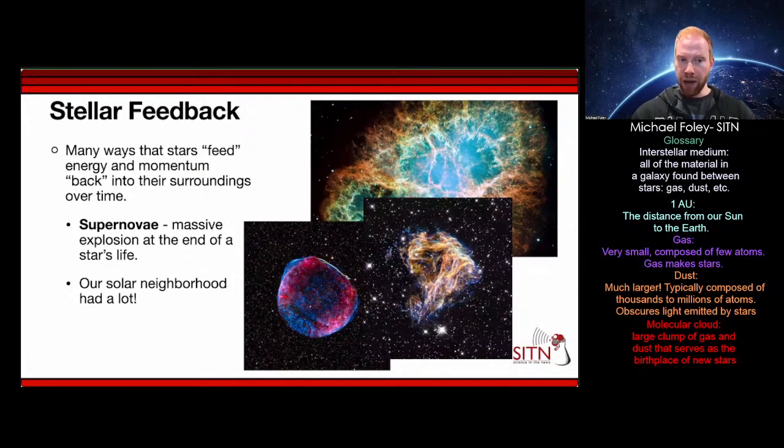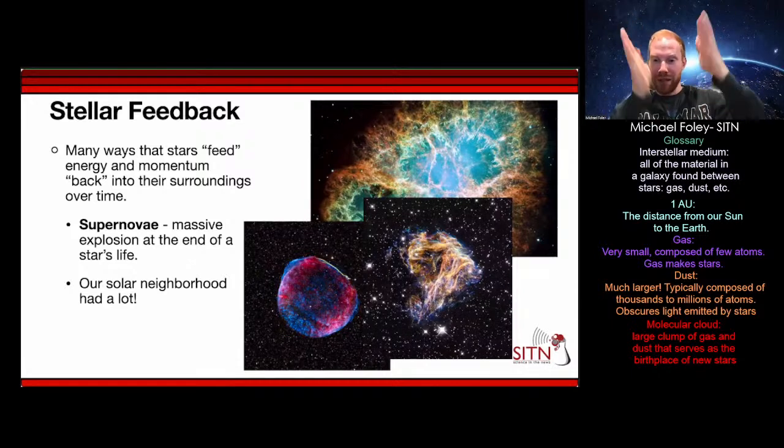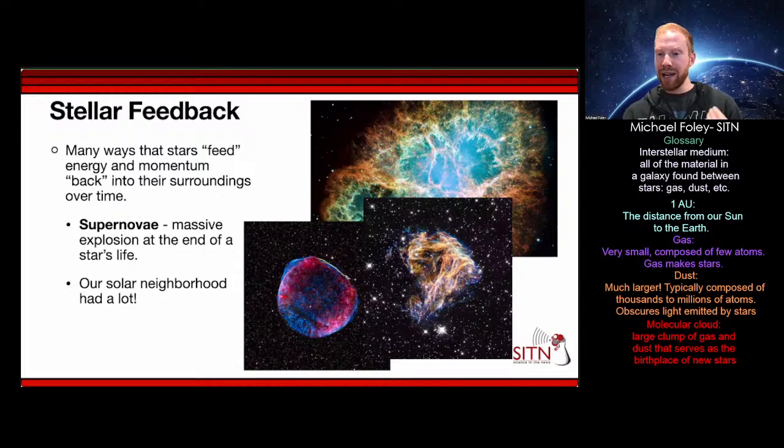So supernovae are massive explosions at the end of a star's life, and they play a large role in affecting the interstellar medium. And we believe our solar neighborhood has had a lot of them. And with 3D dust mapping, remember that void I talked about before between the long straight things? We think that that was caused by a whole lot of supernovae, and we can actually tell the story for how we think that happened.